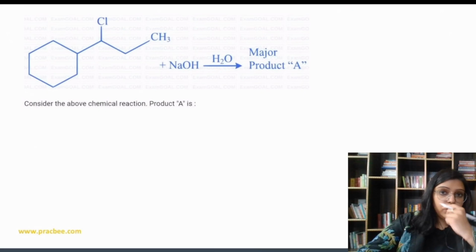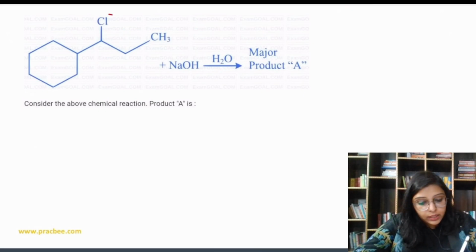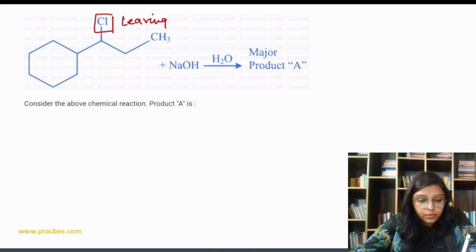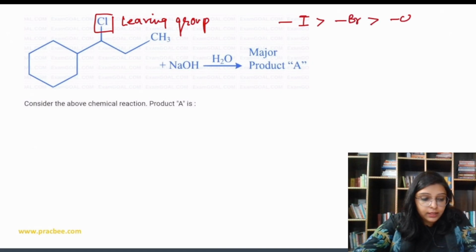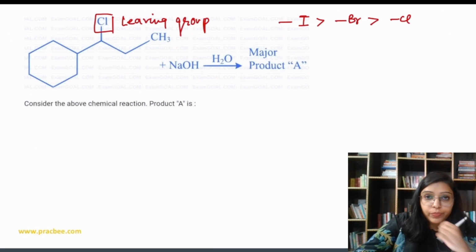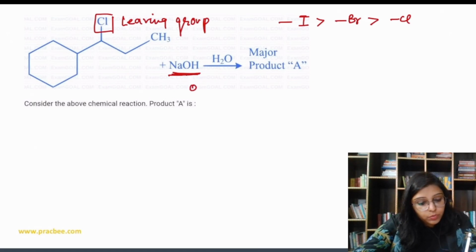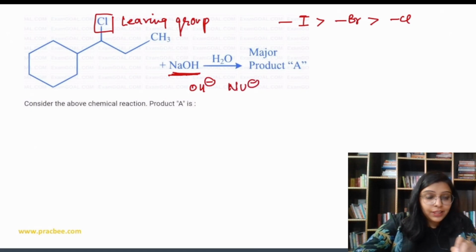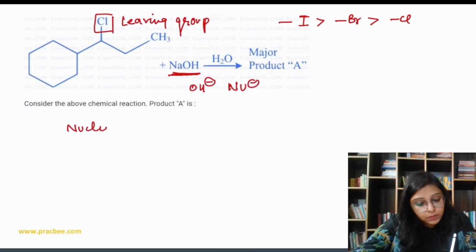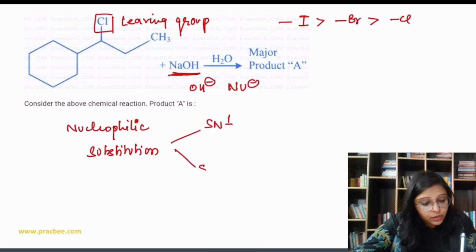Now if you see this question, in the substrate we have Cl, right? Now Cl can be a leaving group, and the leaving group order is iodide is better, then Br, and then Cl. Okay, so this is the leaving group order. And we have NaOH. So NaOH provides OH minus, which is going to be the nucleophile. So it means this is simply a question of nucleophilic substitution. Now in nucleophilic substitution, we have two parts, SN1 and SN2.